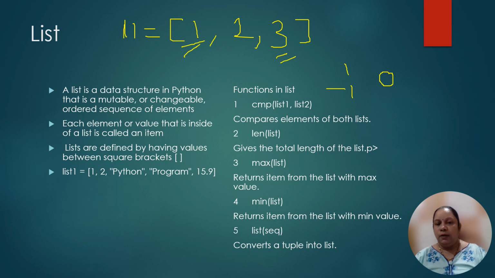And the last function over here is the list function. If you specify anything inside this bracket, whether it is a tuple, that will be converted into a list. So what does the list function do? It converts a tuple into a list. What is a tuple? That we are going to see in the next few slides, right? So these are the functions that are provided for the list.